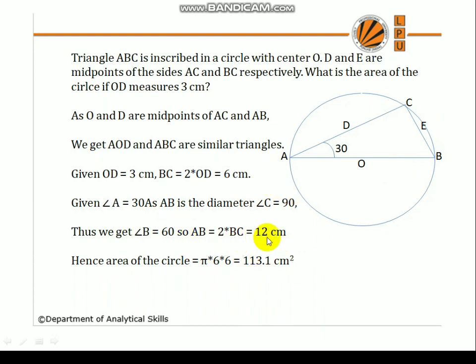twice of BC. But what is AB? Diameter. So the diameter is 12 cm, therefore area of the circle is pi r squared, pi into radius 6 cm into 6 cm, which is 36 pi. 36 pi is approximately 113.1 centimeter square. So the area of the given circle is 113.1 centimeter square.